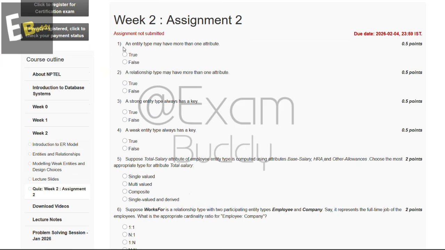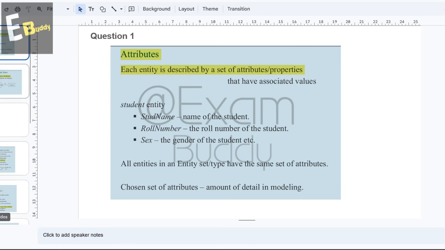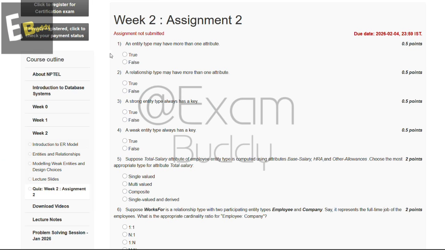So the first question is, an entity type may have more than one attribute, true or false. So let's check the explanation. The explanation says each entity is described by a set of attributes, properties. So the answer of our first question is A, true. And now let's go to our question number 2.